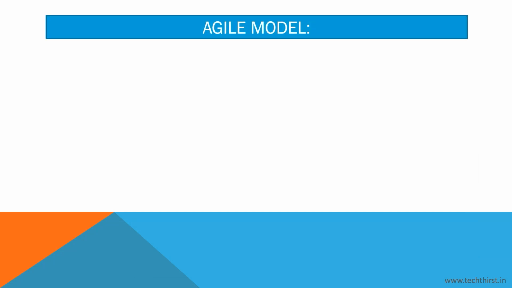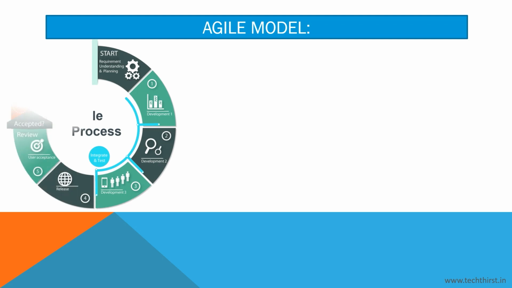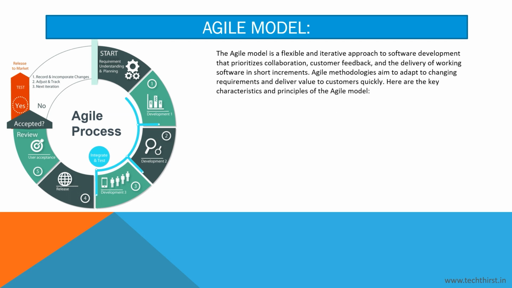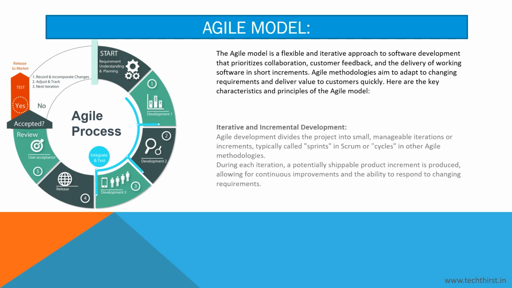The Agile model is a flexible and iterative approach to software development that prioritizes collaboration, customer feedback, and the delivery of working software in short increments. Agile methodologies aim to adapt to changing requirements and deliver value to customers quickly. Here are the key characteristics and principles of the Agile model.